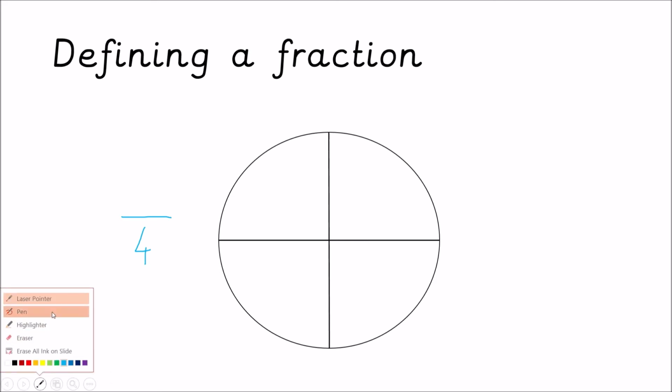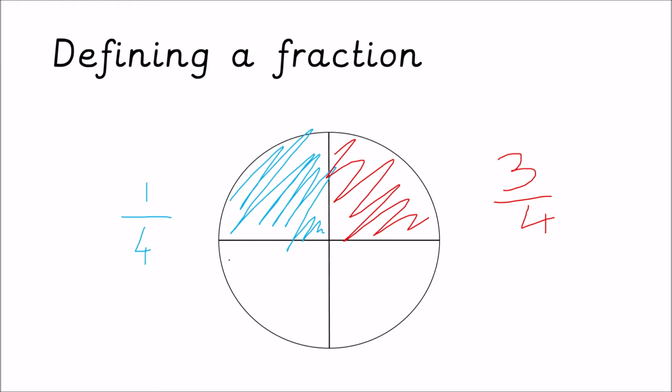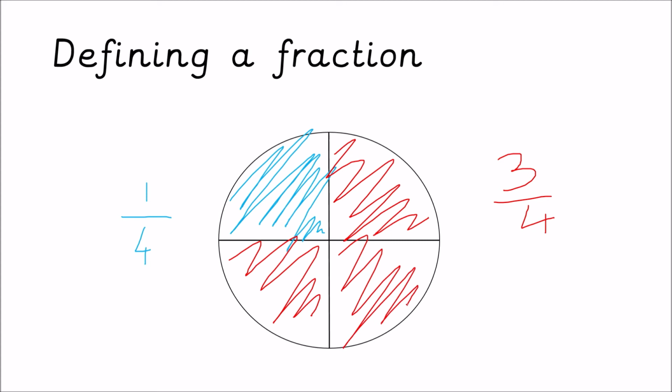So if I wanted to show 1 quarter of this shape, I would shade in one of my quarters. I've divided it by 4, and there we go. I've shaded in a quarter of my shape. If I want, I can shade in more than 1 quarter, and I can shade in 3 quarters, for instance. And that's very simply, this is 1 quarter, so let's shade 3. 1, 2, 3. Okay, so we've got 1 quarter there and 3 quarters there.